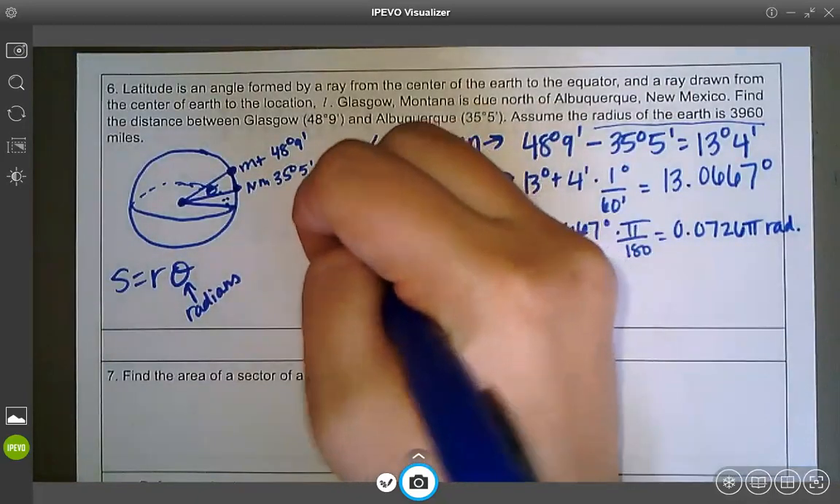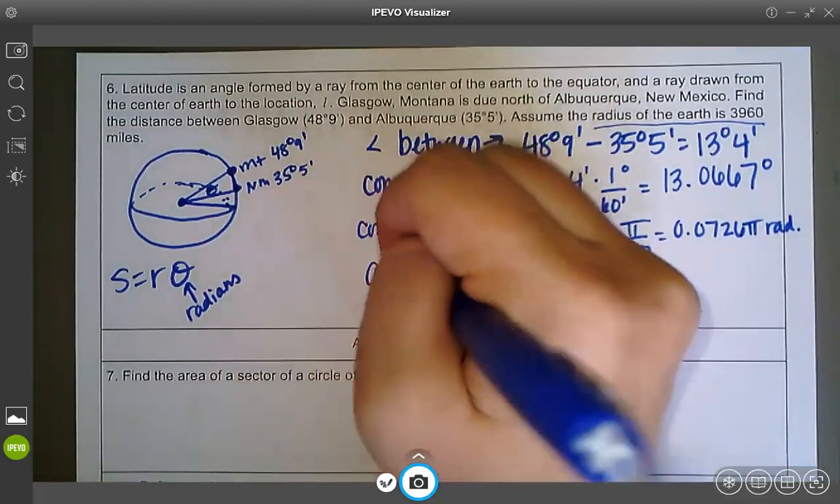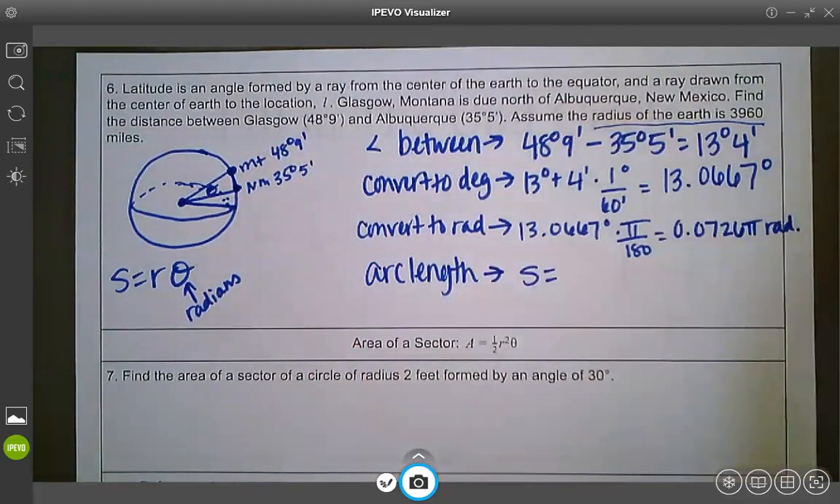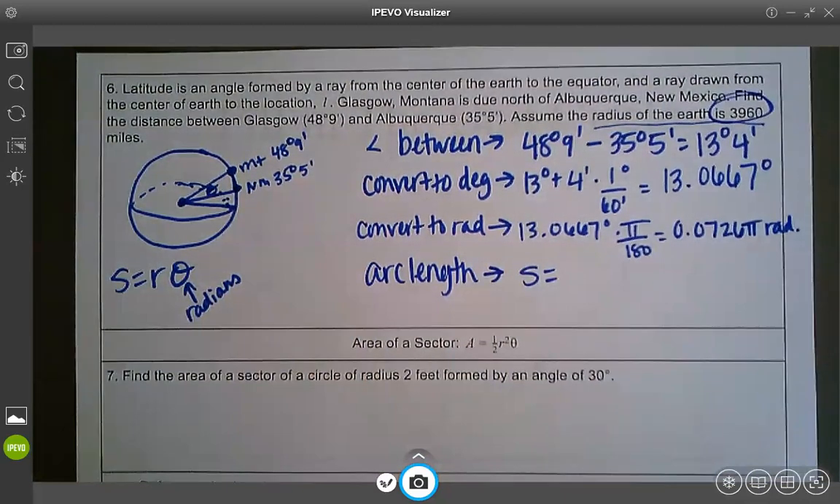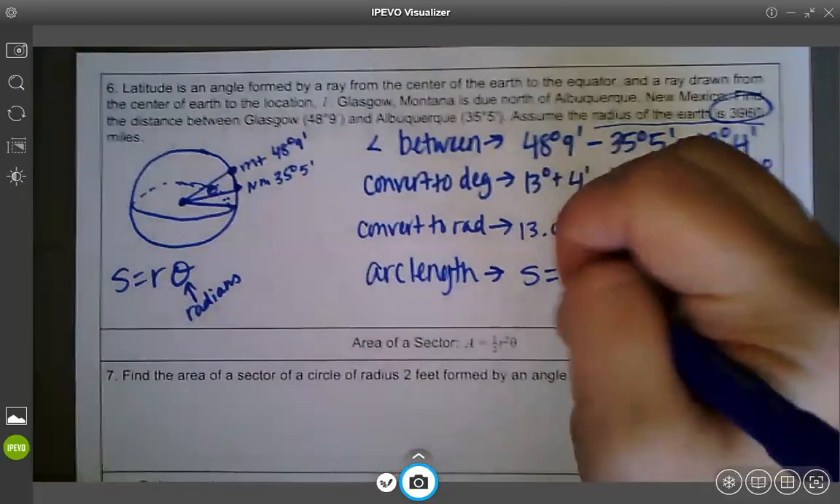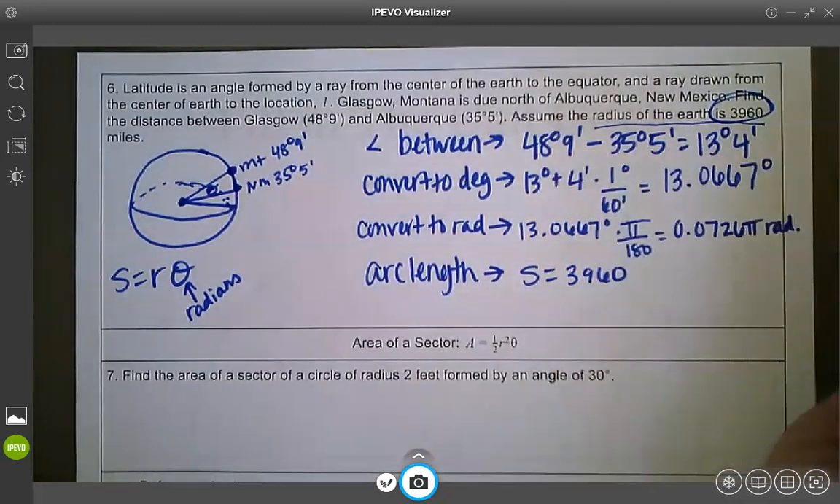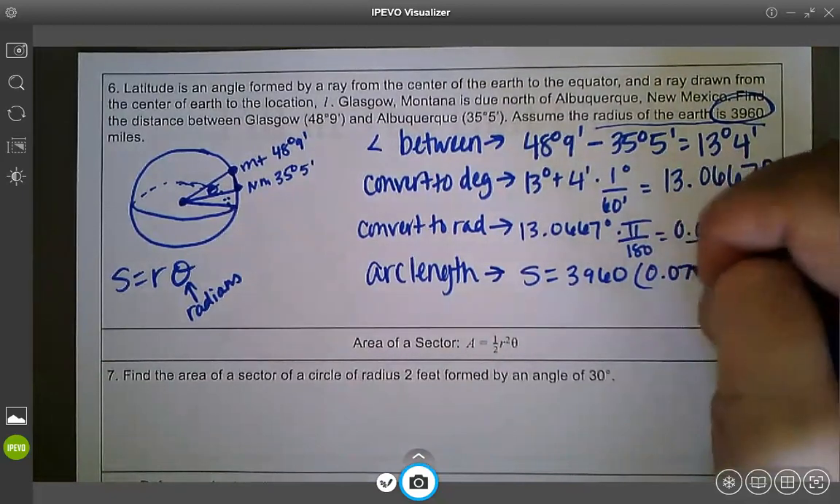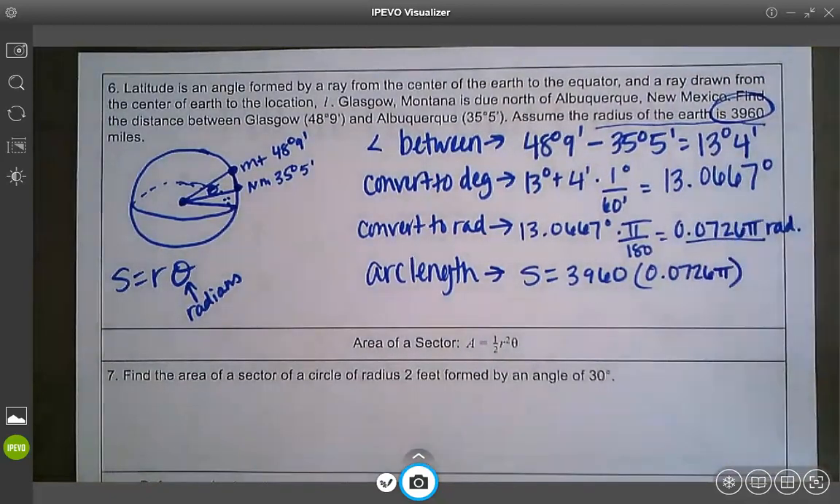Now I'm doing my arc length, which is my distance between those two on the surface of the earth. S equals my radius, which is that 3,960 that was given to us in our problem, times this whole thing, 0.0726 pi.